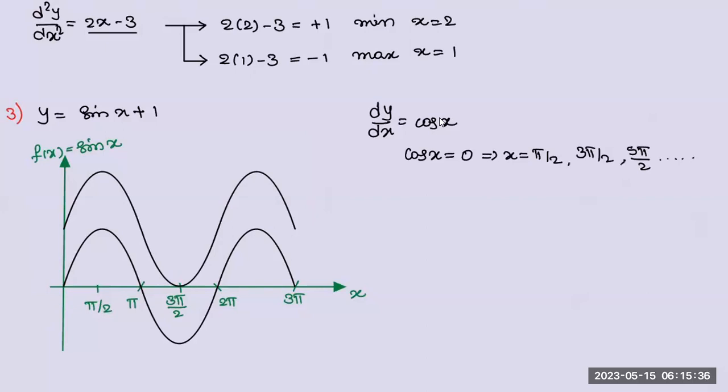Okay. Now, math says that we have maxima and minima at a lot of points: pi by 2, 3 pi by 2, 5 pi by 2, and so on. Good. Next, if I want to calculate whether it is maxima or minima, d square y by dx square is equal to the differential of cos x. Tell me, what is the differentiation of cos x? Minus sin x. Now, I take pi by 2. I want to know about pi by 2. My focus is on pi by 2.